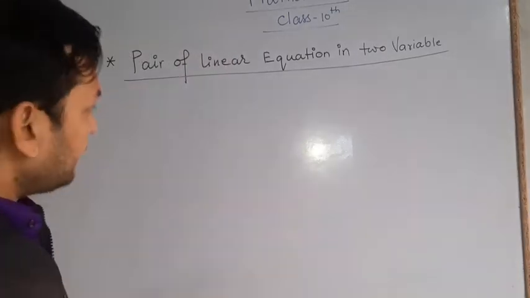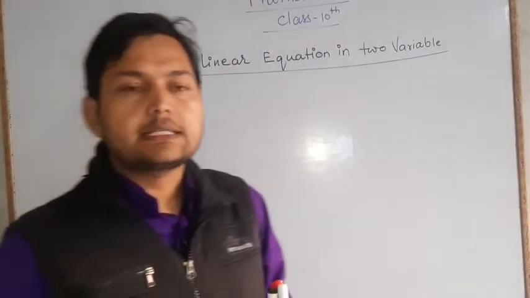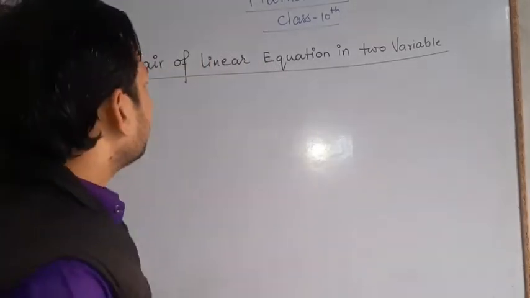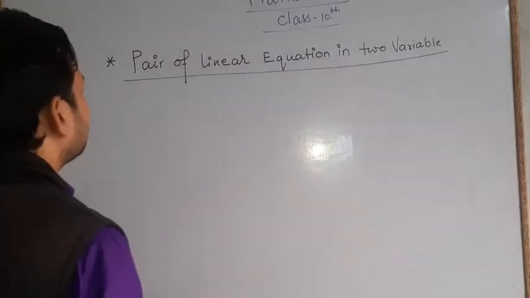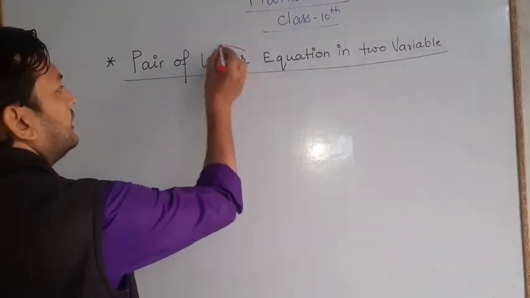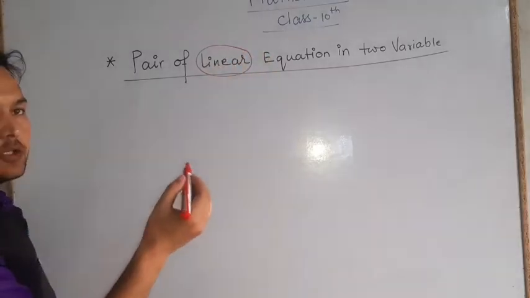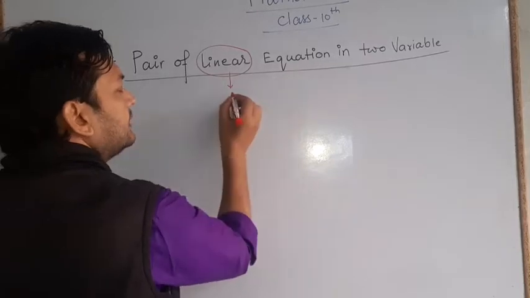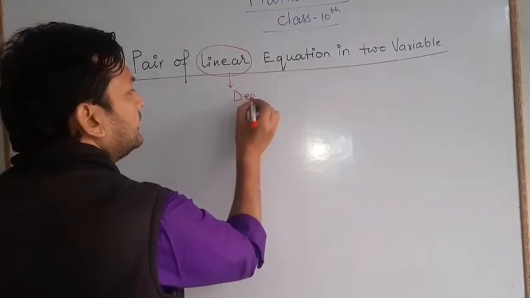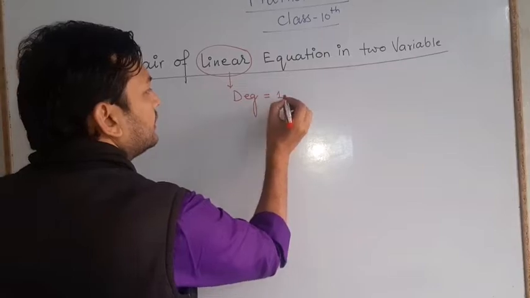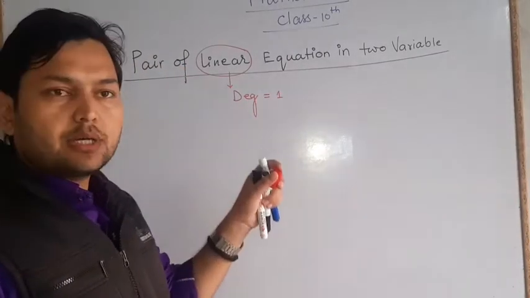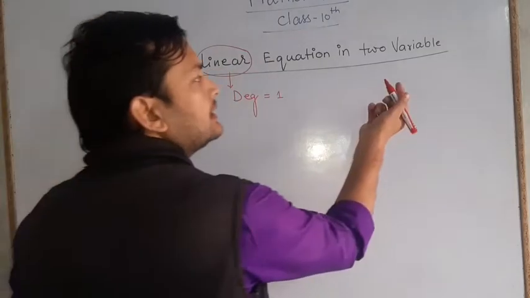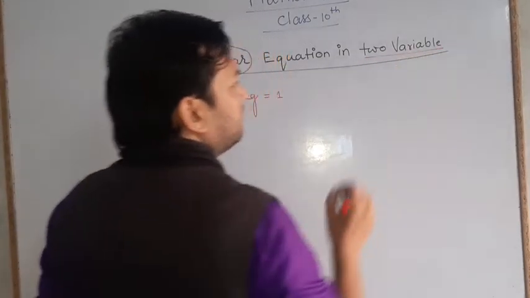First of all, I want to tell you what is the standard form of a linear equation and what is a linear equation. In mathematics, linear means any equation with degree 1. If you have an equation in degree 1, it is called a linear equation, and if it is in two variables, it is a linear equation in two variables.